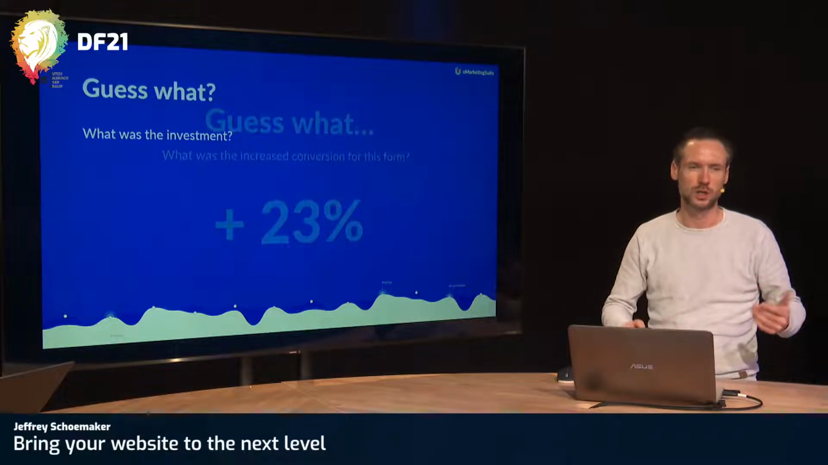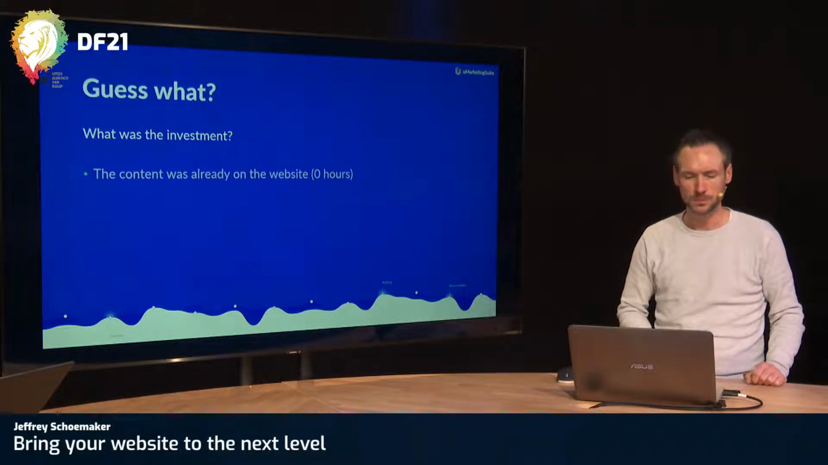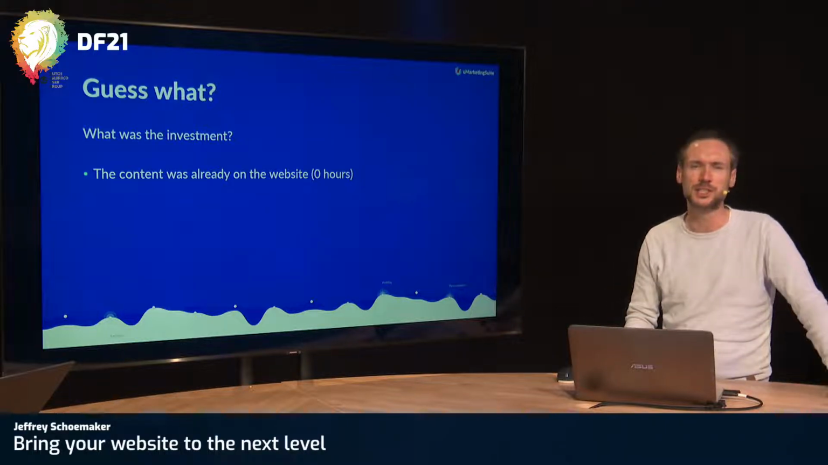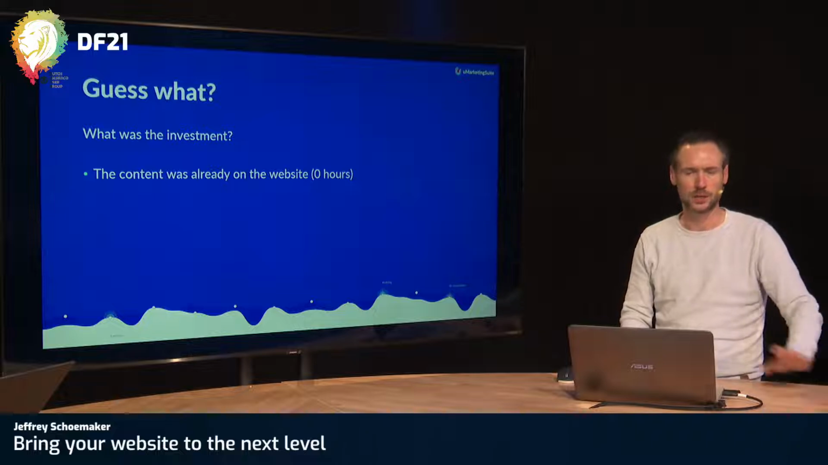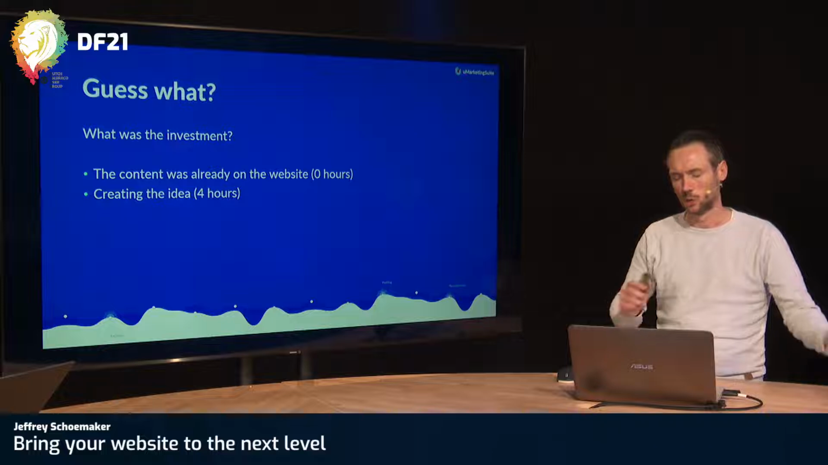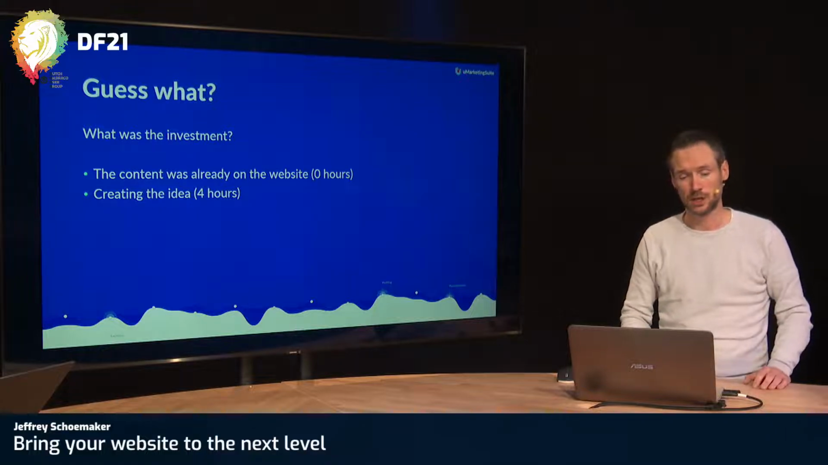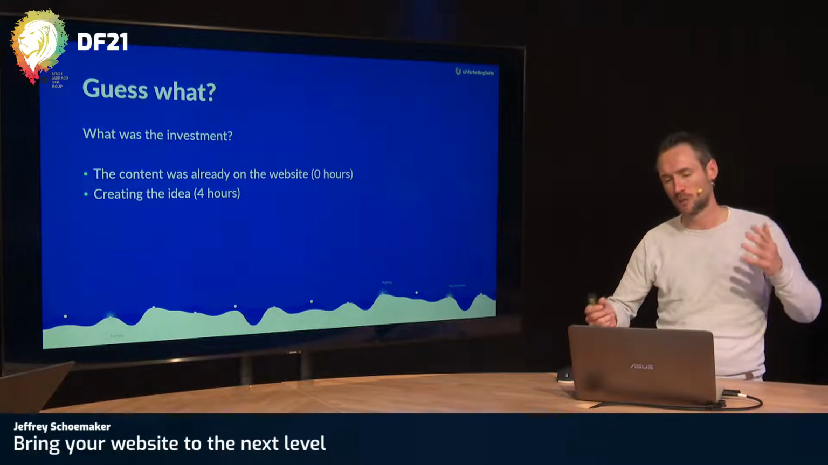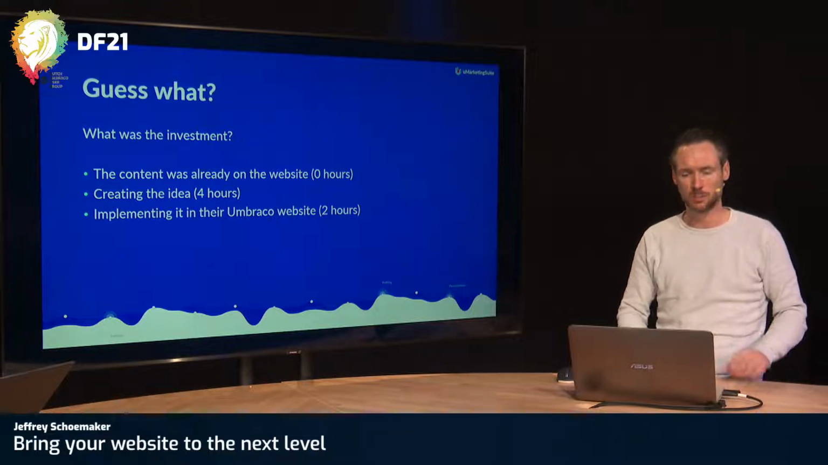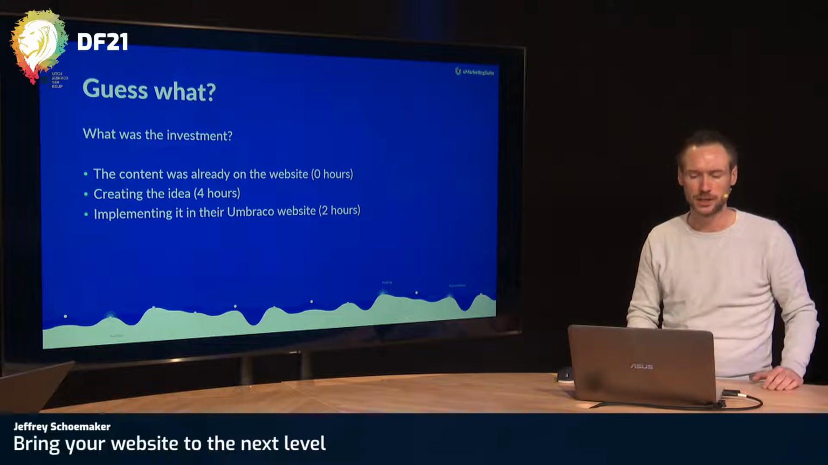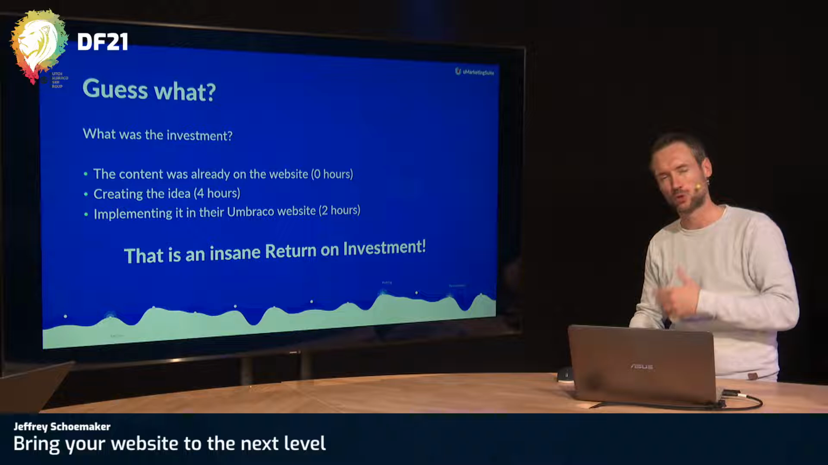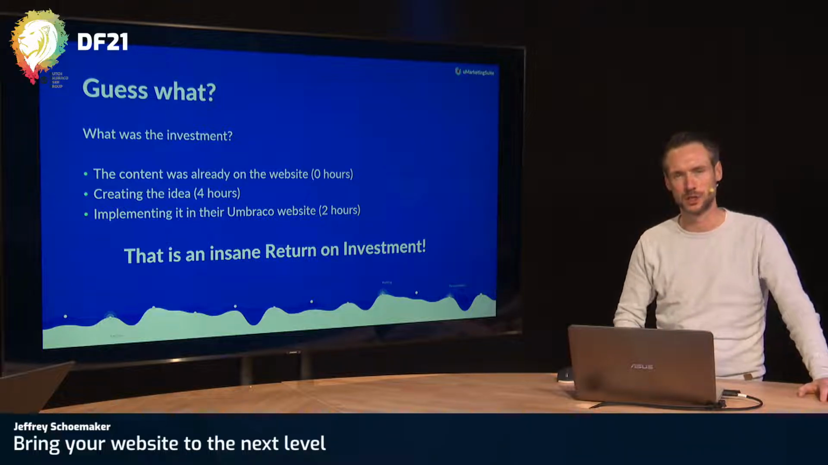And guess what? The investment. Well, the content was already on the website. There was a lot of content about electricity. The forms were already there, so that wasn't anything that we needed to invest in. We had a brainstorm with the client, and creating the idea cost about 4 hours. Then we implemented it in the Umbraco website by only clicking and configuring it. So with an investment of 6 hours, we had a 23% increase in conversion on this website.